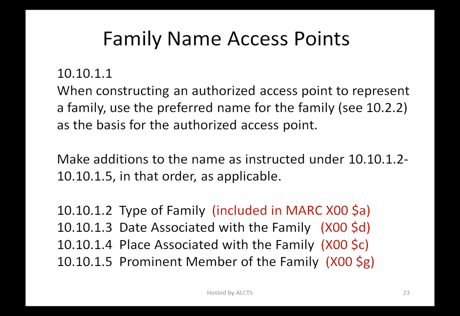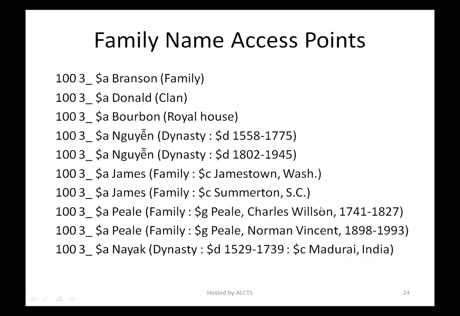And I just want to point out that in MARC, in the family fields, we'll use, of course, X00, and the type of family is included in the subfield A, as you'll see in the next slide. If the dates are included with the heading, with the access point, they go into subfield D. Places will go into subfield C, and prominent member of the family goes into subfield G. And here are some examples showing those different types of access points with various MARC coding.